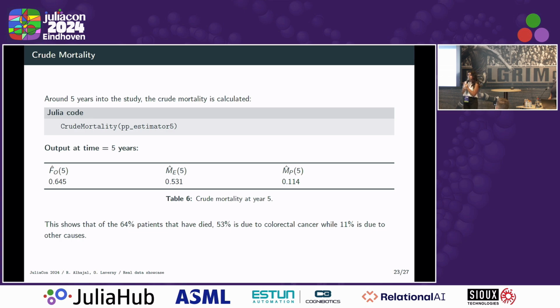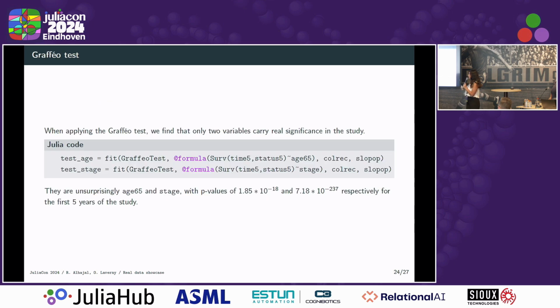When running the crude mortality function, interface-wise, it's very easy. You just apply the Pohar Perme estimator that we applied at the beginning. And at the 5-year mark, we can tell that out of the 64% of the patients that have died, 53% is due to the colon or rectal cancer, and 11% is due to other causes, which also helps justify the fact that we cut at 5 years, because we still have a lot of patients dying from the cancer and not from other causes.